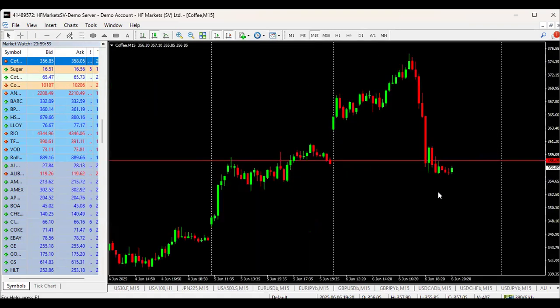So here's the clean chart. You can see there are two lines here. One is 358.05, which is the ask price or the offer price, and the other is 356.85, which is the bid price.